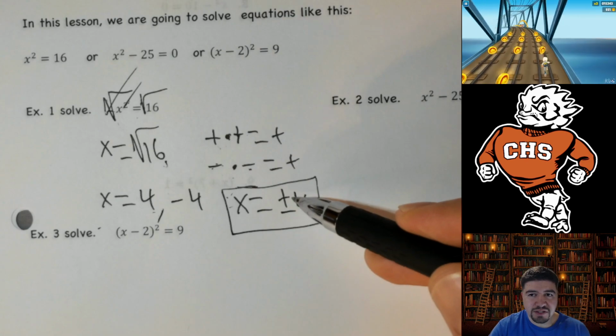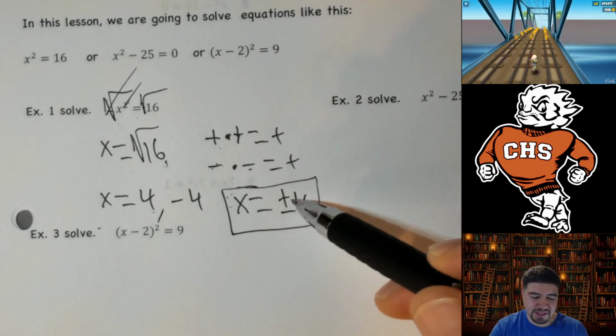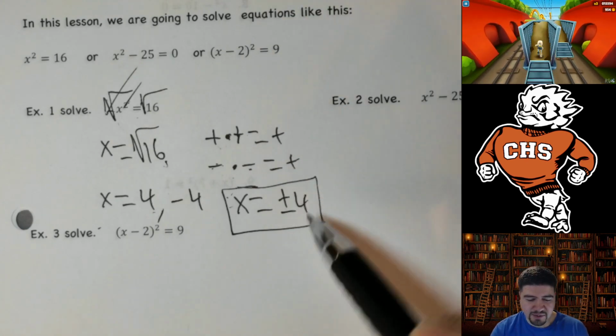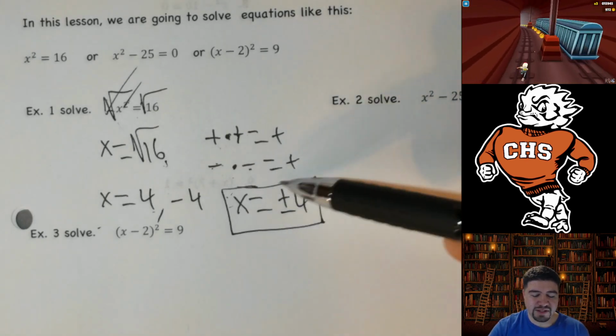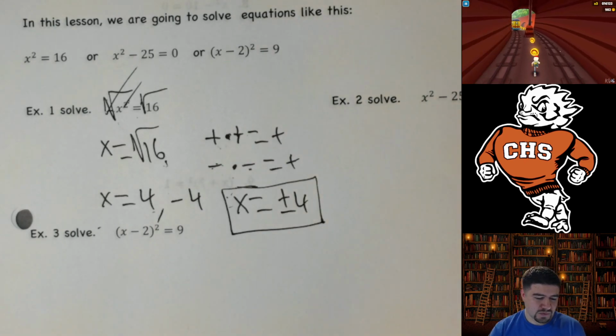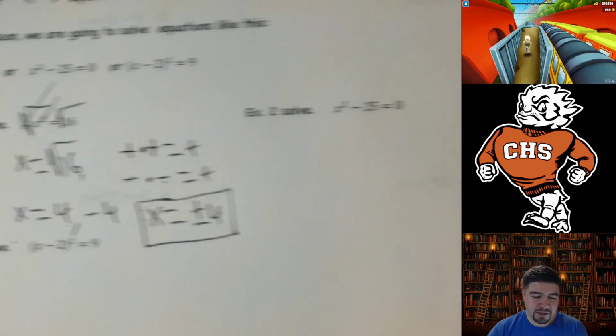We use the plus or minus symbol. It looks like a plus sign with an underscore, or a plus sign with the minus sign under that plus sign. However you want to see it, we call this plus or minus. So that's pretty much it.